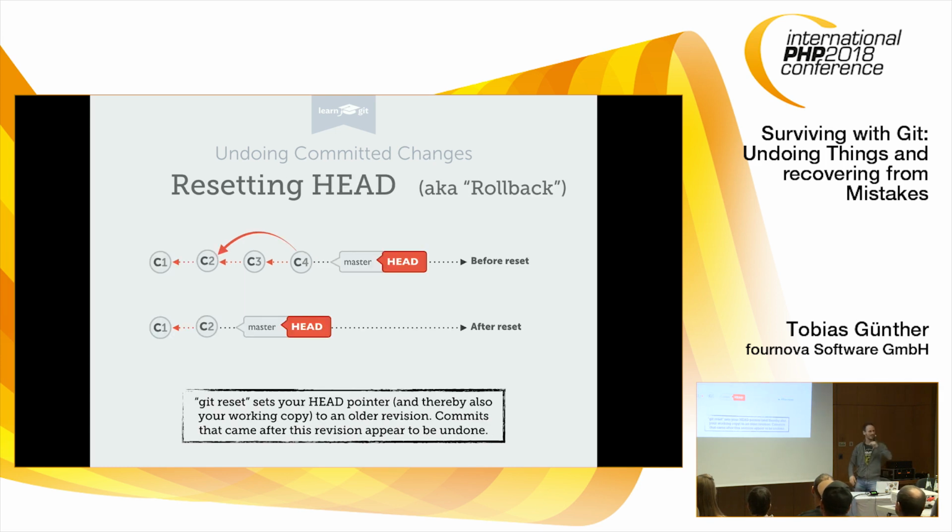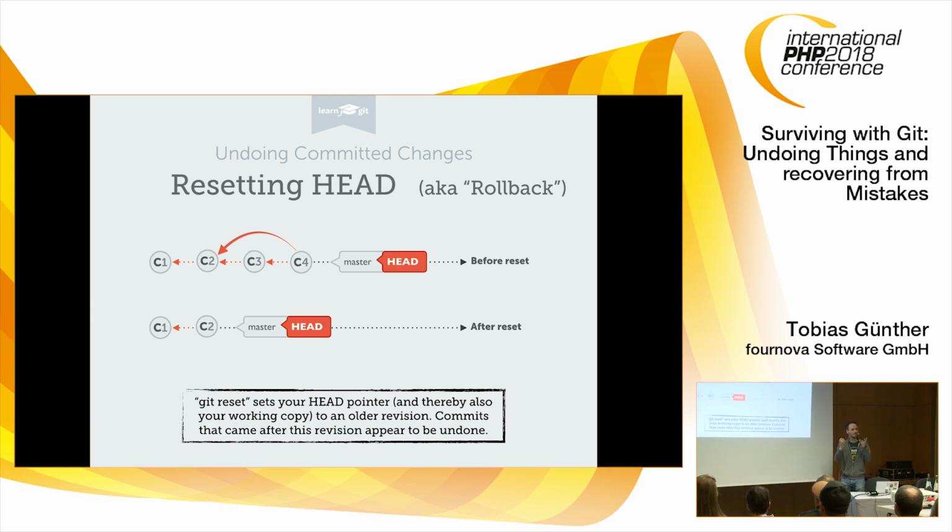In the other case, you had a bad day and produced not optimal changes after C2. Probably had too many coffees. You want to return to C2 and forget everything that came afterwards. That's the other case, and that's a different tool, a different command. That is what git reset is for.